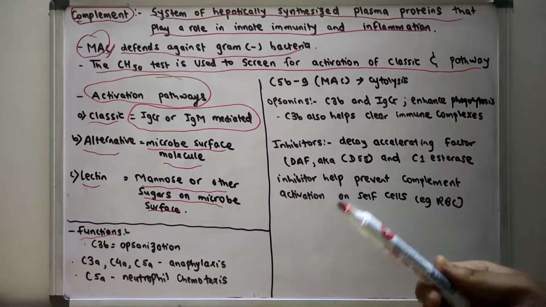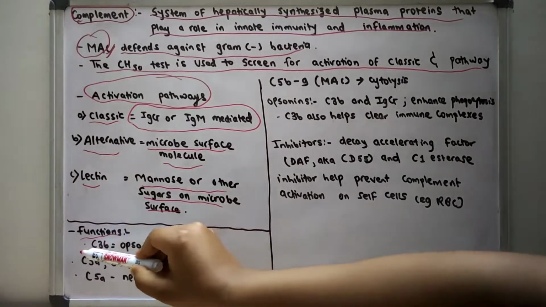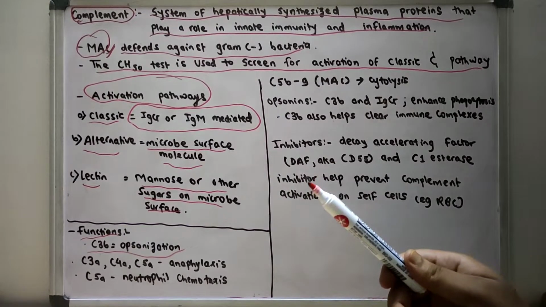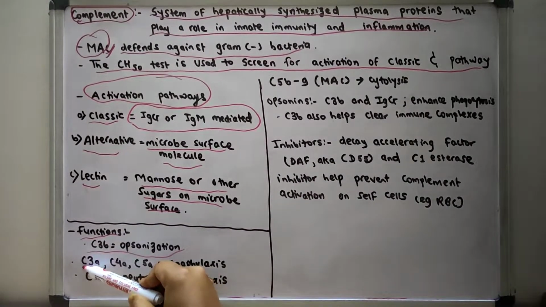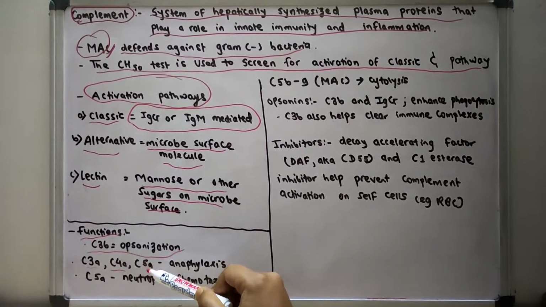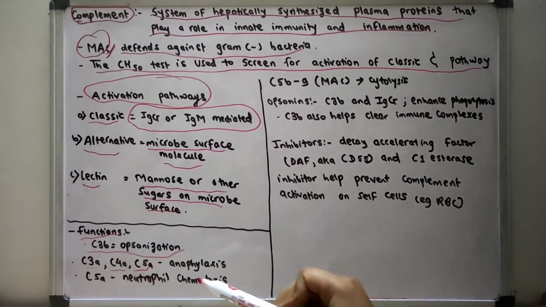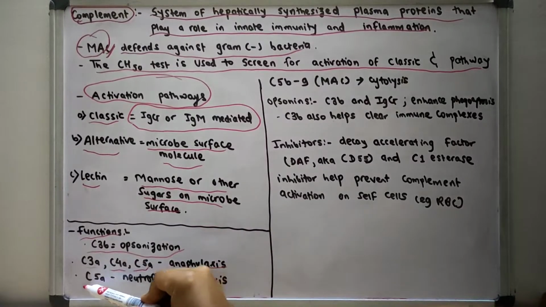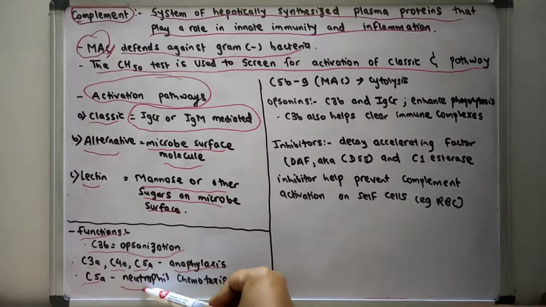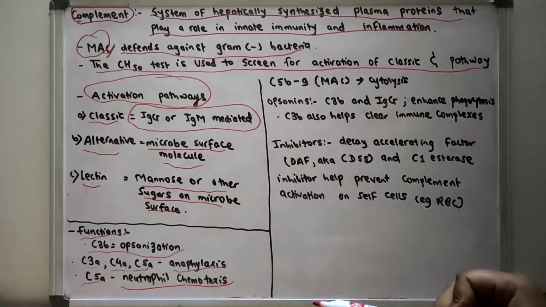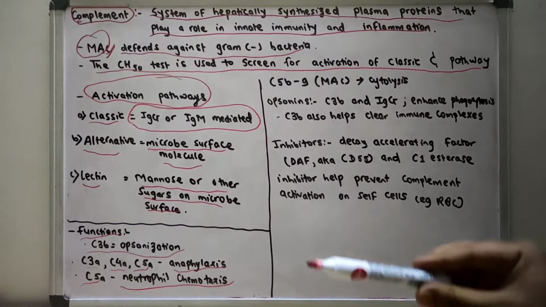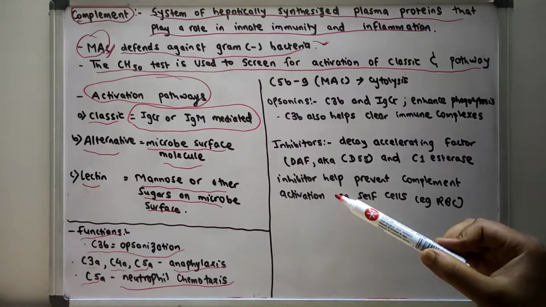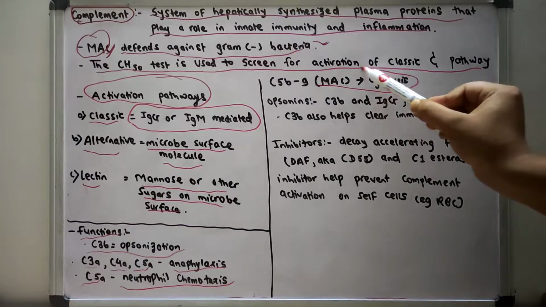Now let us discuss the various functions of those proteins in the complement system. The C3b especially functions in the opsonization of the bacteria, whereas C3a, C4a and C5a are involved in anaphylaxis. The C5a helps in neutrophil chemotaxis. And previously I told you that the membrane attack complex defends against gram negative bacteria, acting as the cytolysis of the infected bacteria.